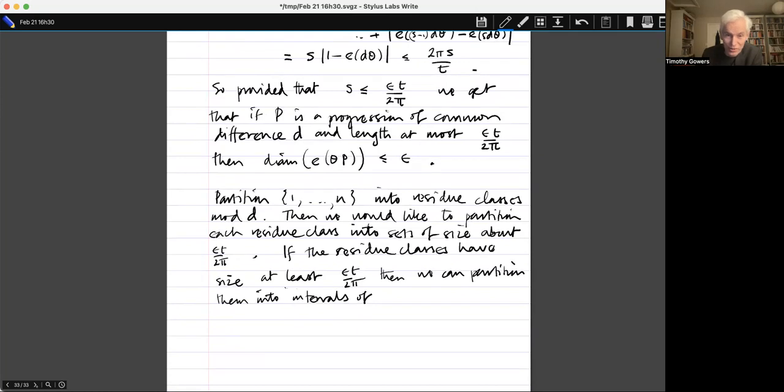So let's put that in inverted commas, of size between epsilon t over 4 pi and epsilon t over 2 pi. Now here I'm starting not to be very careful about integer parts, so if these numbers are very small then that may not be quite 100% true. But as I say, I was a bit more careful in the notes.